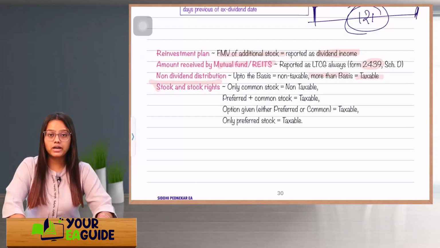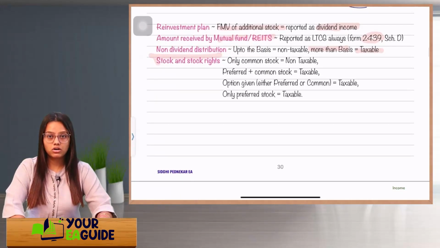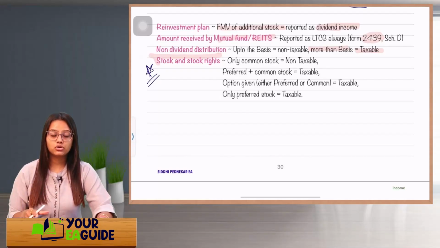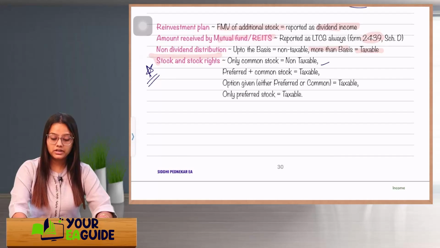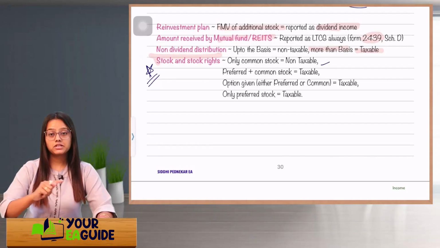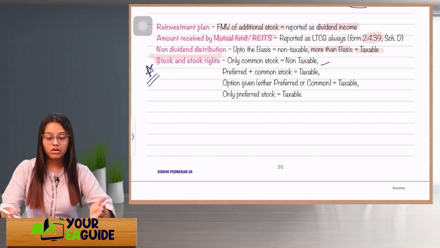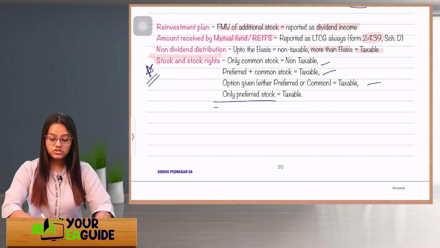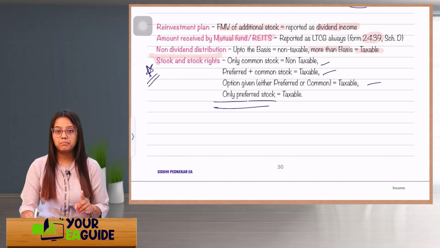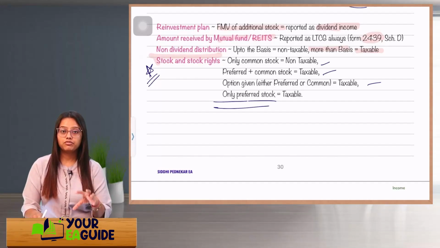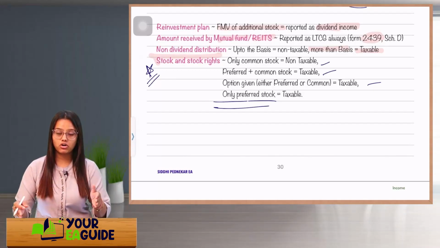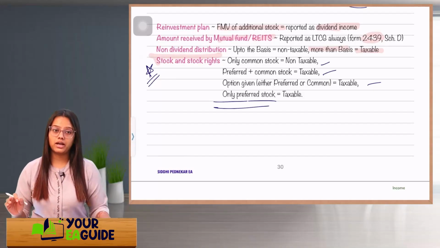Next is stock and stock rights. Only the common stock. Please remember, there can be a question from this topic. If only common stock is issued to all the members, then it is non-taxable. If preferred plus common, the option is given to everyone, or some people are getting preferred stock and some are getting common stock, then all of them will be taxable as a dividend. If only preferred stock is issued, then also it is taxable. Please remember, only one exception is there: if you issue only common stock with equal rights, and everyone will have the same type of stock in the form of dividend, then it is non-taxable, else it will become taxable.